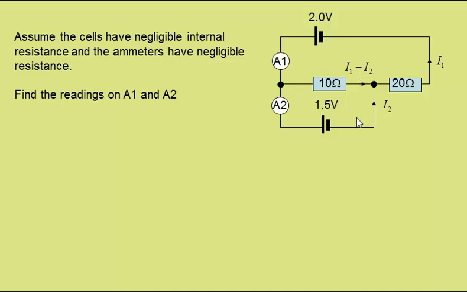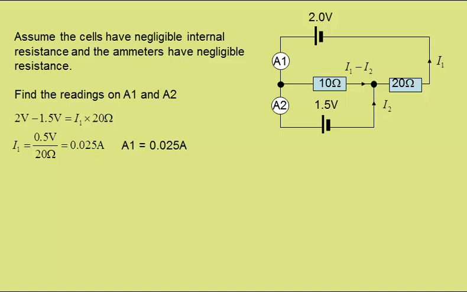First, for the loop around the outside, like this, we can say that 2 volts, as we're passing through the top cell in the correct direction, minus 1.5 volts, as we go the wrong way through the bottom cell, is equal to current 1 times 20 ohms, the current passing through this resistor. We can rearrange, and we find current 1 to be 0.025 amps. This will be the reading on ammeter 1.